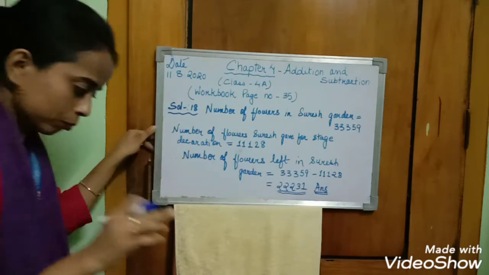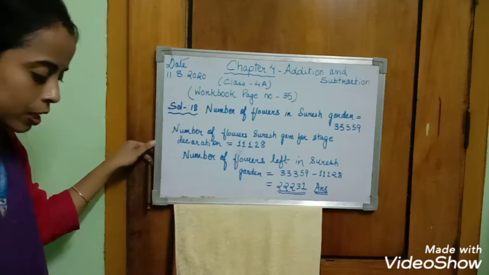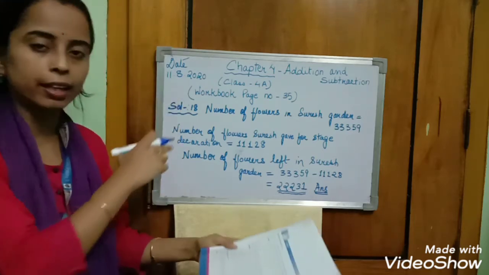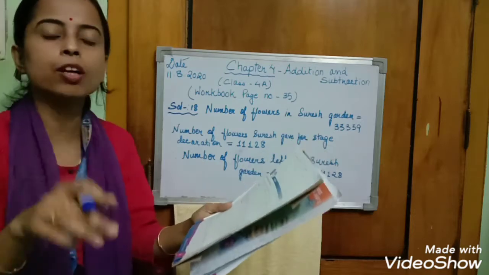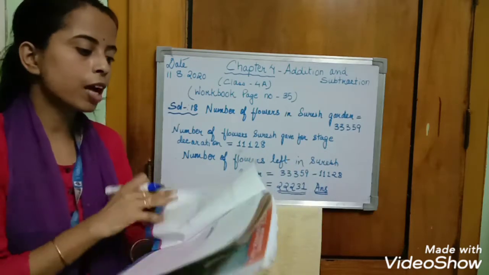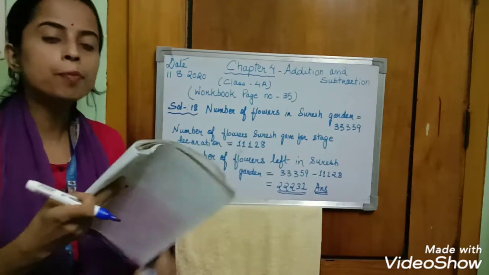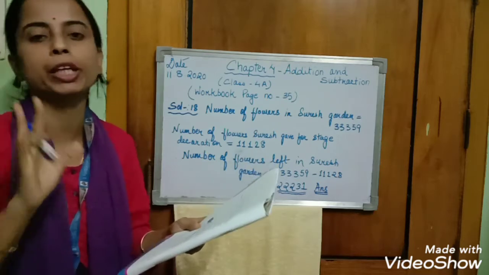Clear, children? Now the question number 19. The question number 19 is same. It's like what I have discussed with you, 17 and 18. 19 is your homework. Clear? Now we will do question number 20.